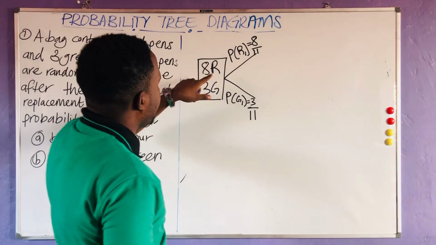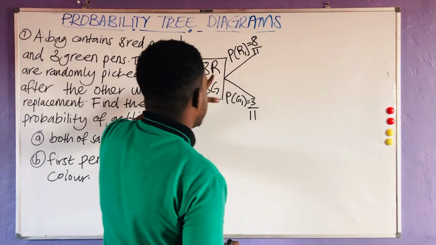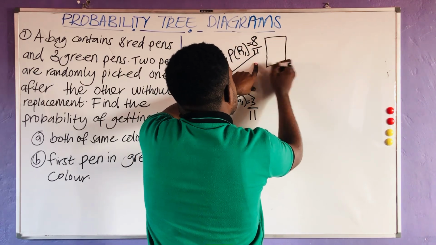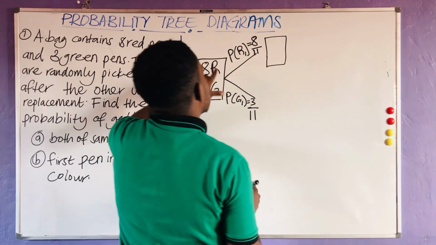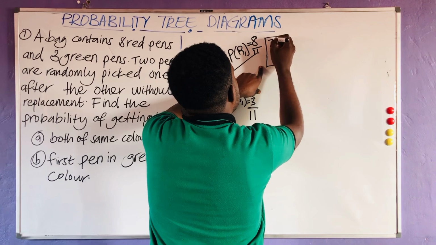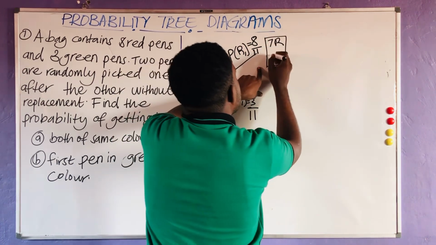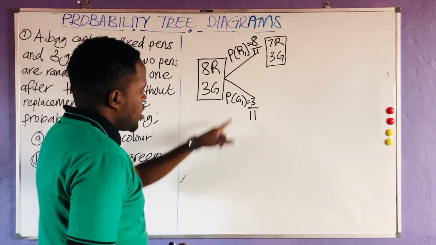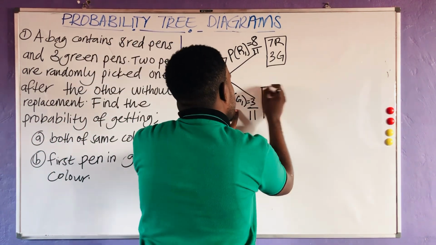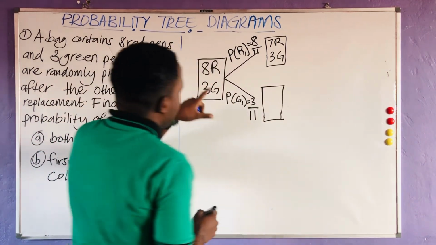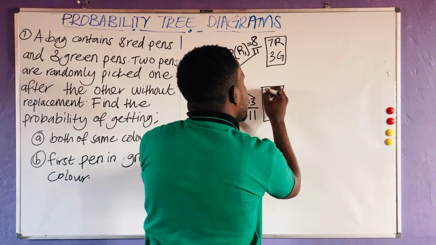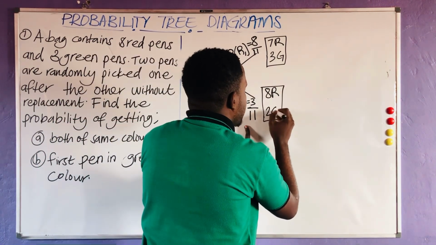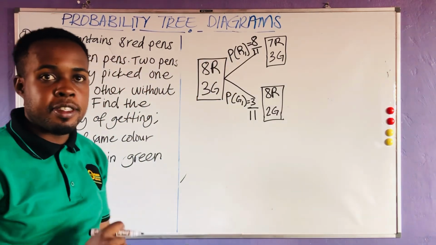So now, here they picked red first. If they first picked red, we have to first analyze and see. If they picked red first, it means that the red pens are now going to be 7, and the green pens will remain 3, untouched. If they picked green first, it would mean that the red pens would remain untouched, they would remain 8, but the green pens would now be 2. So friends, that is the first pick.